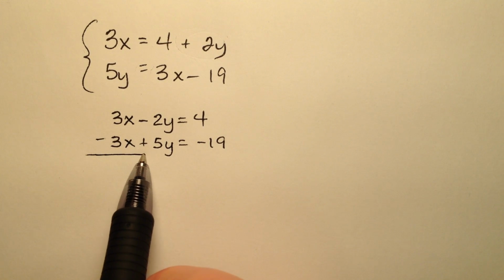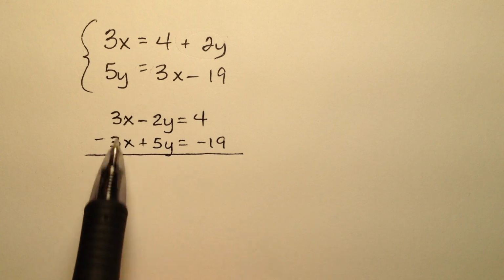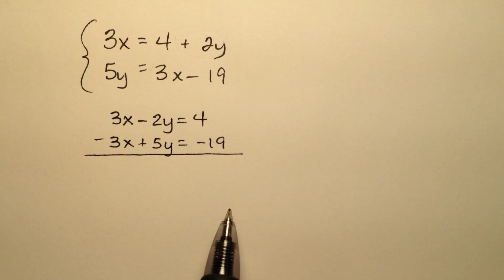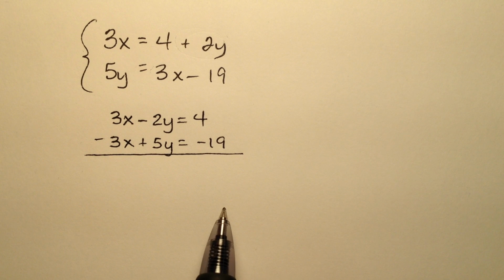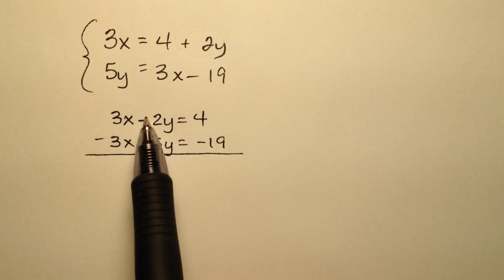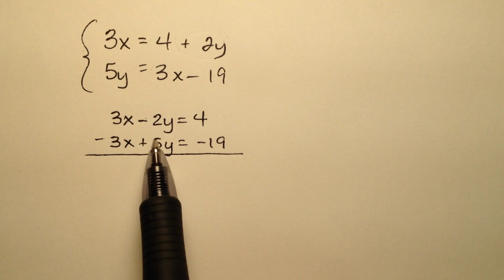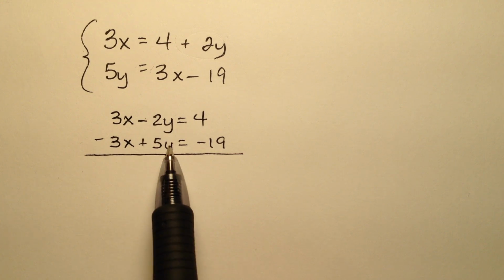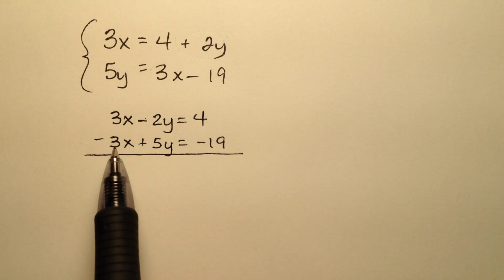Okay, so now elimination tells us that we need to add these two equations together in an effort to eliminate one of the variables. But of course that will only work as long as the coefficients of the variable we're trying to eliminate are equal in number but opposite in sign. So it looks like our y's are opposite signs, but they don't have the same numbers. So if I add these, they're not going to cancel out.